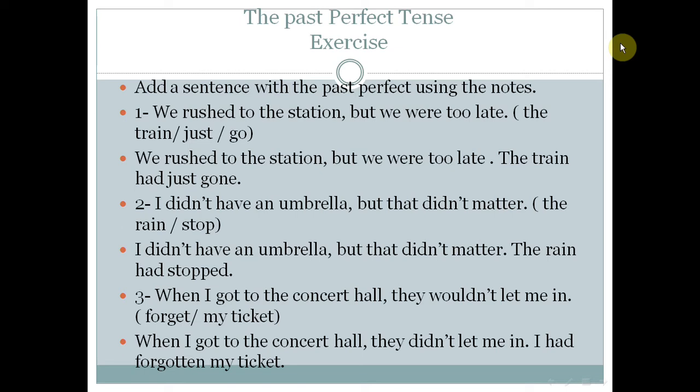So, I had forgotten my ticket happened first in the past. So, it should be in the past perfect. Had plus the past participle of the verb forget. Forget infinitive, forgot past, forgotten past participle. So I had forgotten my ticket is an earlier action that happened first in the past, so it should be in the past perfect.